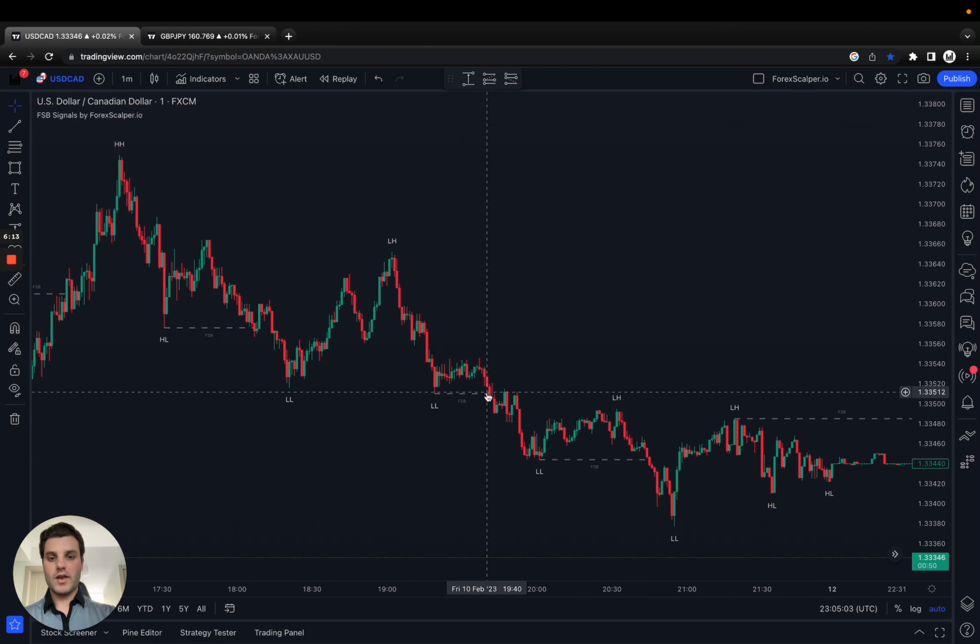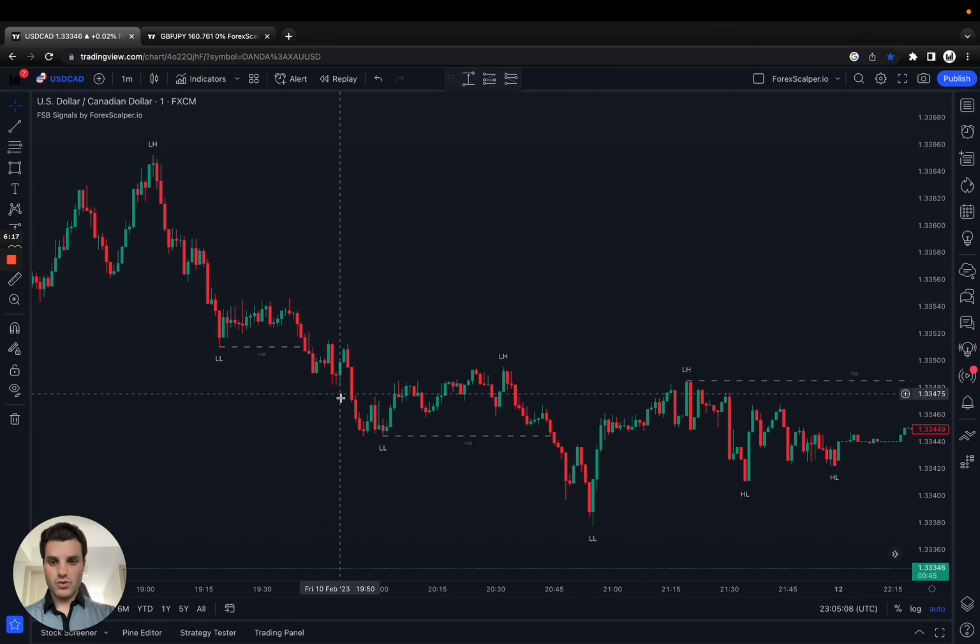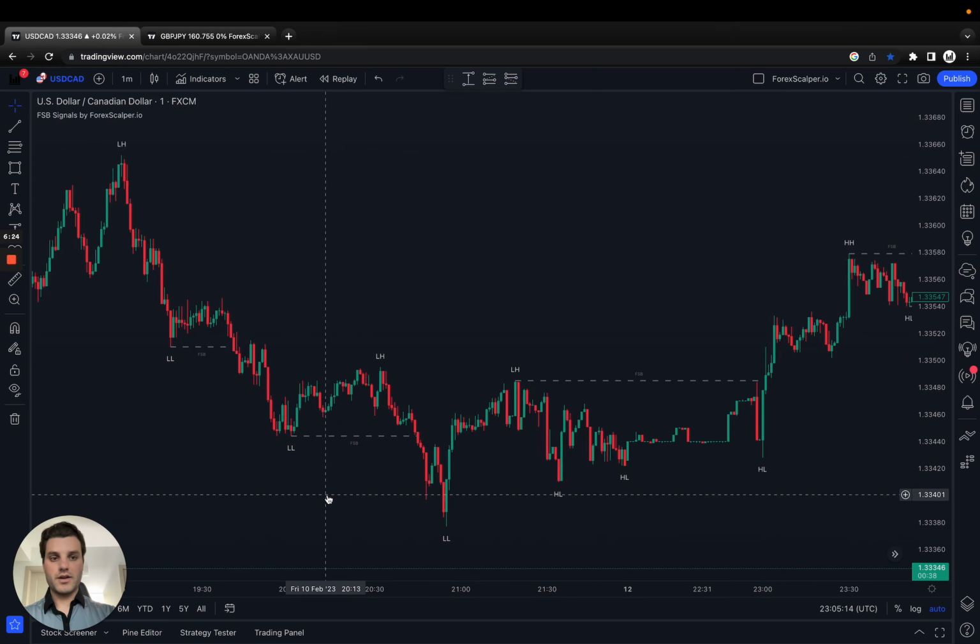Again, we have the FSB signal here. Let me zoom in. Then we're looking to go short. As you can see, that one was good. Here, we look to go short. Okay, let's move on here.